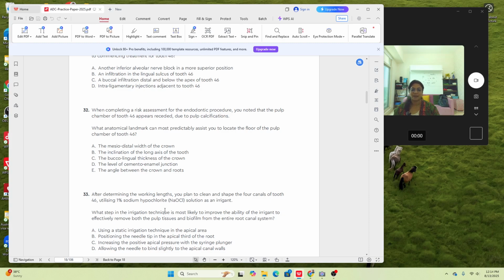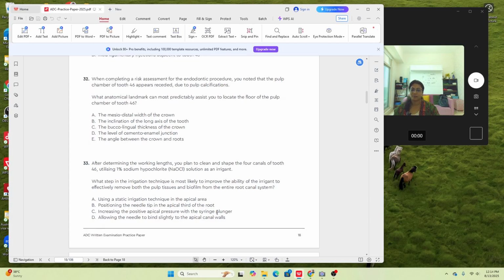most likely to improve the ability of the irrigant to effectively remove both the pulp tissues and biofilm from the entire root canal system. Using a static irrigation technique in the apical area? Static means you just place the needle and press the piston and release the irrigant. No, that's not going to help you. You have to move the needle up and down. So static irrigation is not a great idea. Positioning the needle tip in the apical third of the root, right? If you go deep inside, then you clean the entire area.